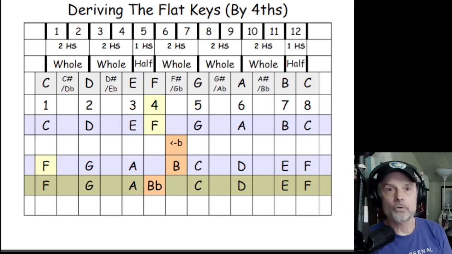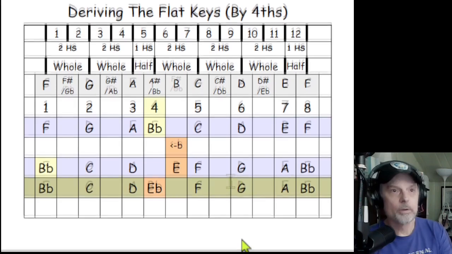Now we're going to derive the keys with flats in them. Again, we'll start with the key of C. We notice that it lines up with everything except the 4th degree. So we only have to flat the B to B flat to match the major scale formula. The key of F has 1 flat, B flat.